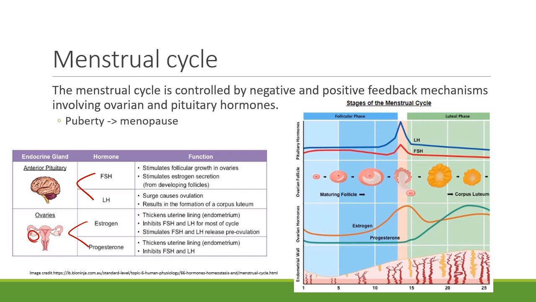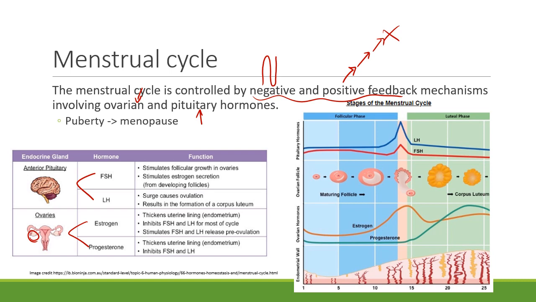So the menstrual cycle is controlled by both negative and positive feedback. Negative is like when things get too high, it goes back down. If it gets too low, it goes back up. Positive feedback is that I'm going to make more, I'm going to make more, I'm going to make more until I don't make any more. So we have both negative and positive feedback mechanisms involved between these hormones, estrogen and progesterone coming from the ovaries, and FSH and LH coming from the pituitary.